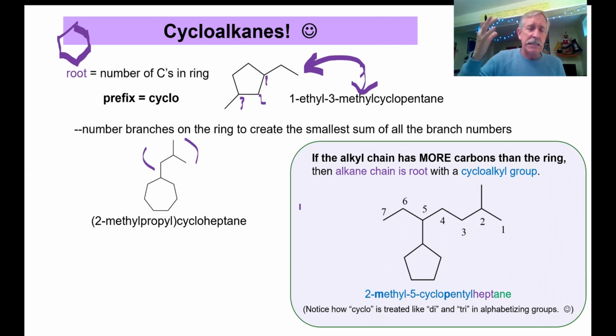Okay, I give you one little, this one's a brain cruncher. If you have a very long chain, then the ring is smaller, the ring becomes a group. Oh, yes. So we're having fun in nomenclature now. So this is a 7-carbon chain with a cyclopentyl group on it.